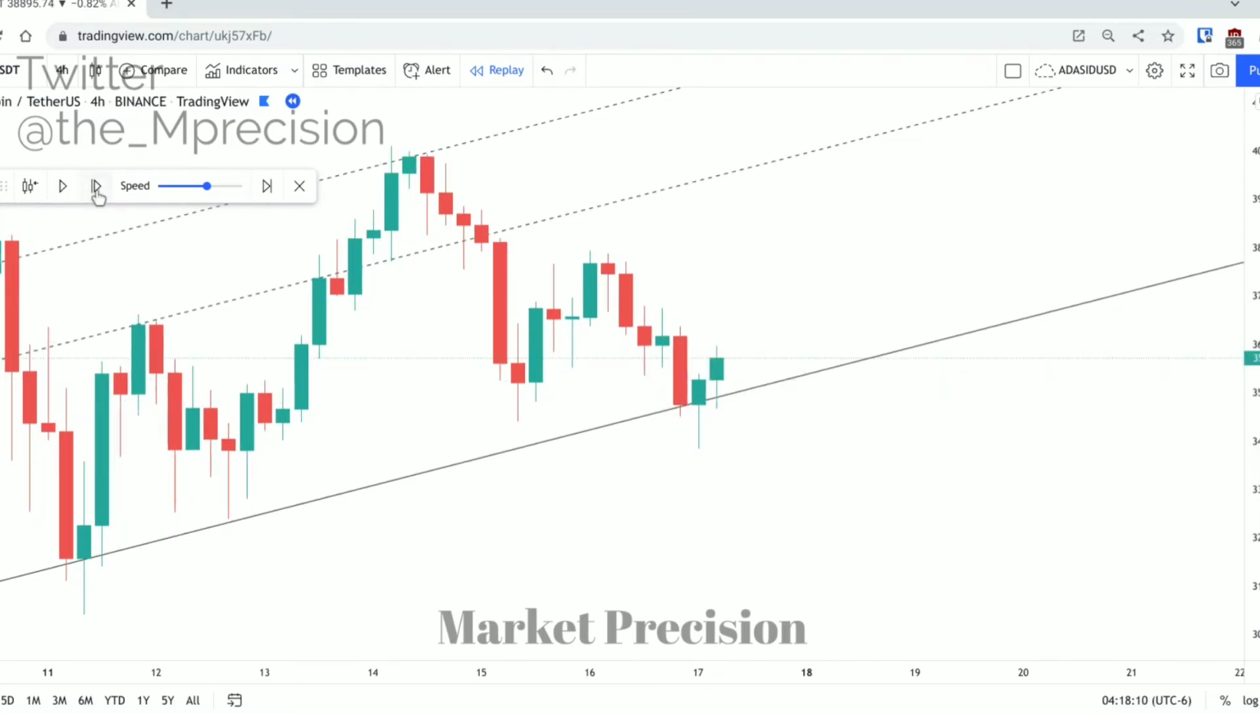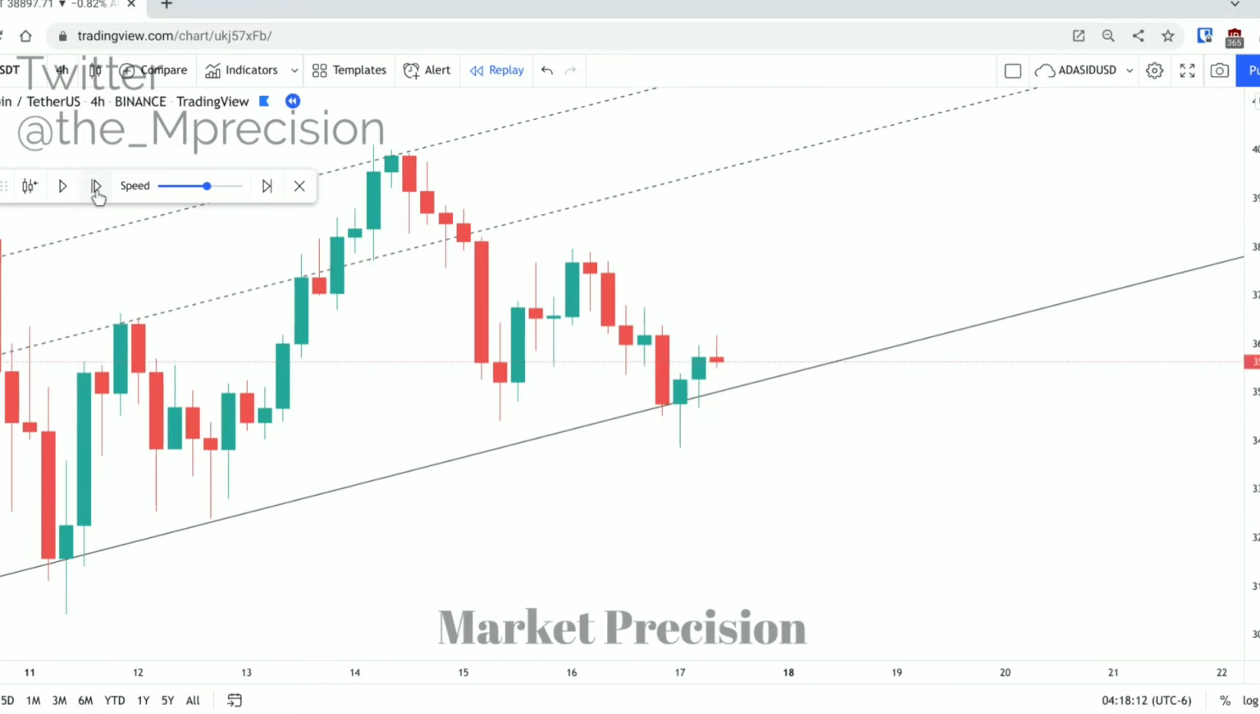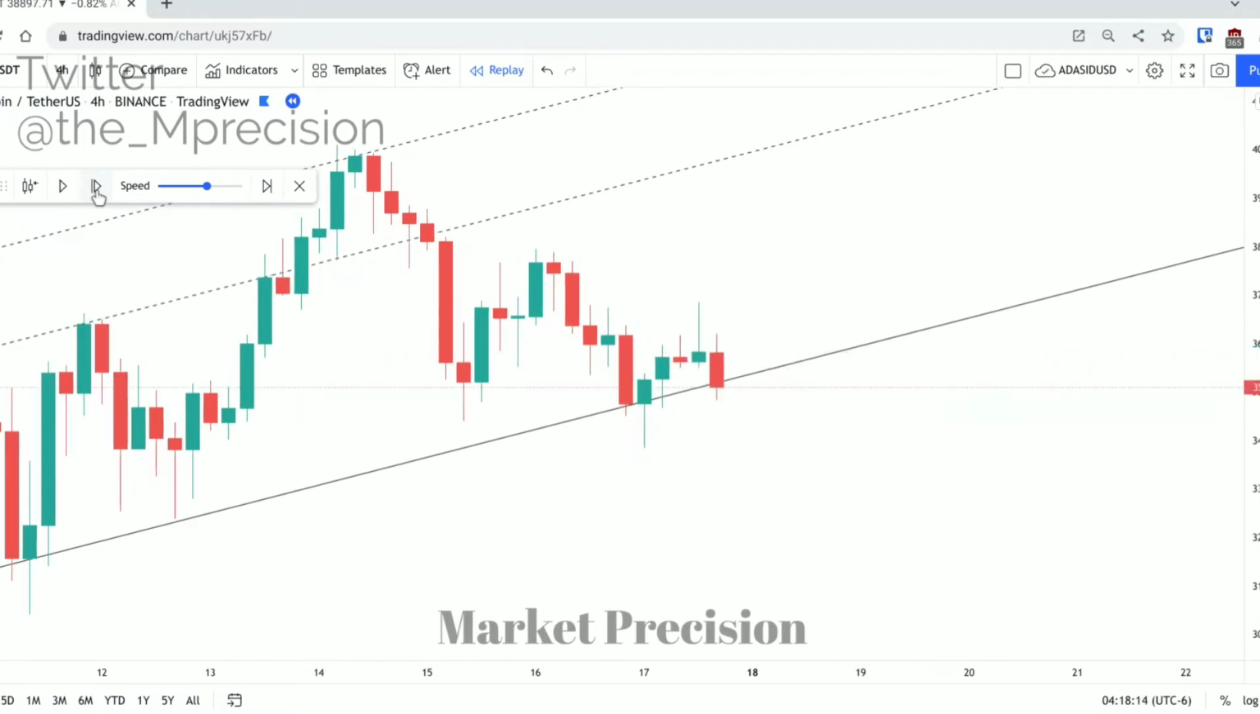So far it's working out. Still working out. At this point I'm going to exit my trade. How much did I make? Petty money, but at least it was a profitable trade.